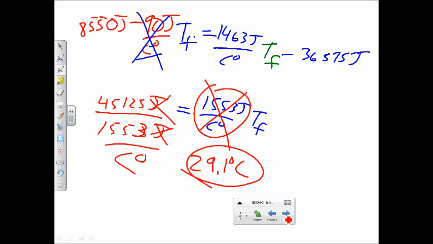And that's it. Now one way to check yourself is you know that temperature's got to be somewhere between the two temperatures you started at, right? It's got to be between the 95 the iron started at and the 25 the water started at. And it should always be closer to what? The water. Because water has what? A really high specific heat.